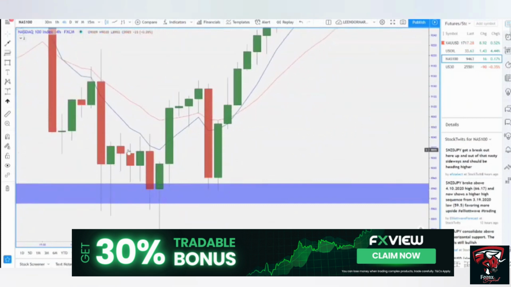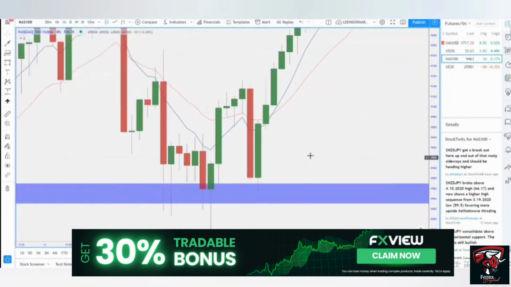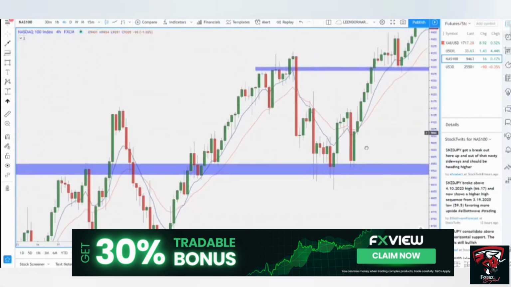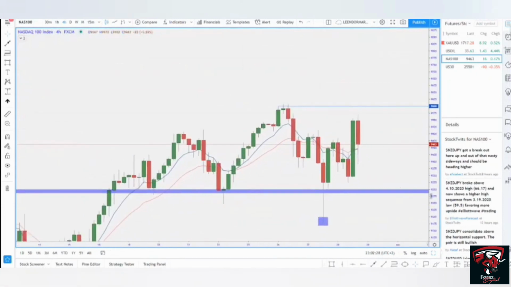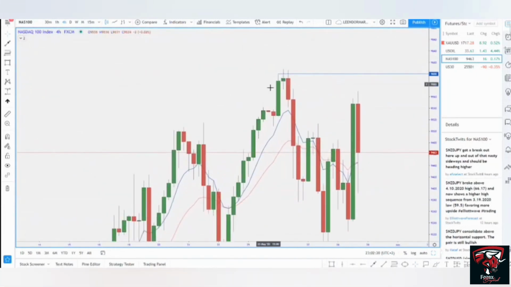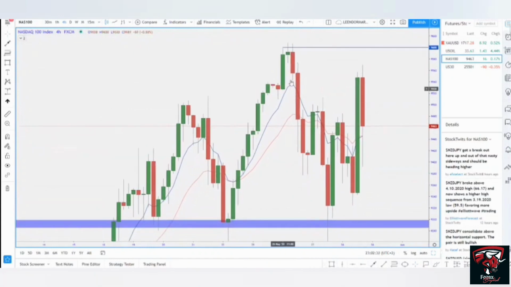You did have a spinning top at that level. You do have a hammer again, and then the market just pushes up. So these formations do happen either at support or resistance levels. Look at that. You do have a doji pattern at resistance that the market just started crumbling to the downside.